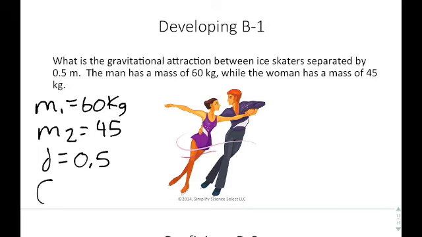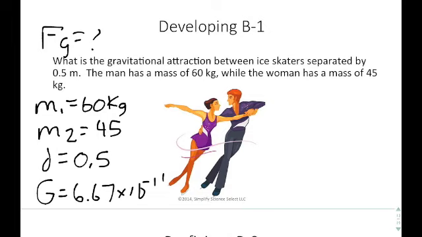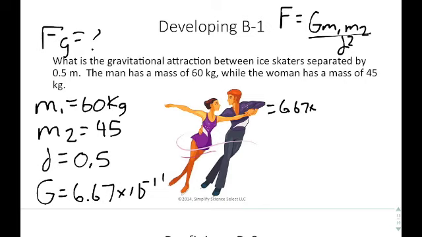And one thing that we always know is the universal gravitational constant is 6.67 times 10 to the minus 11th. We're trying to find the gravitational attraction, or Fg, and now we can use our equation. F equals G m1 m2 over d squared. Or we can plug in 6.67 times 10 to the minus 11th times 45 times 60.